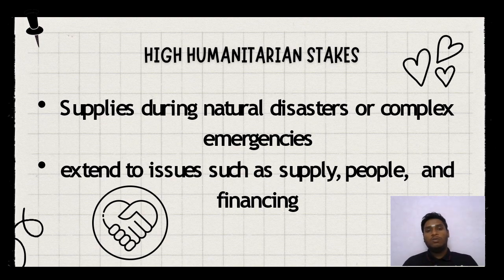So now let's see the high humanitarian stake. It's a branch of logistics which specializes in organizing the delivery and warehousing of supplies during natural disasters or complex emergencies to affected areas or people. The main characteristics of humanitarian logistics that can be considered as challenges can be described as the concept of demand, unpredictability, suddenness of demand, high stakes associated with on-time delivery, and a lack of resources that extends to issues such as supply, people, technology, transportation, and financing.